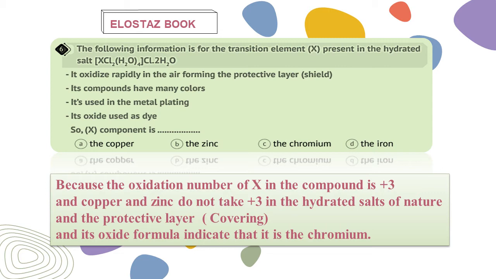If we're discussing the first, copper and zinc, they don't take +3 in the hydrated salt in nature. And so we have the protective layer, or covering, that we need. It does not depend on the presence of copper and zinc. So its oxidation state, or oxidation formula, indicates that it will be the chromium. So the right answer will be letter C. Okay, let's go to question 7.